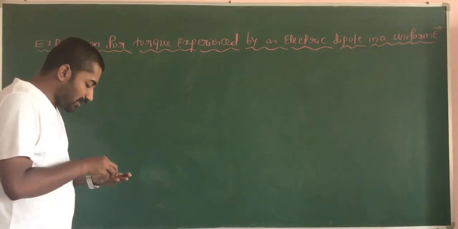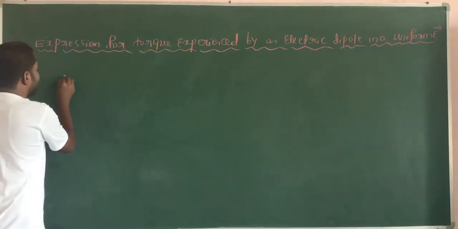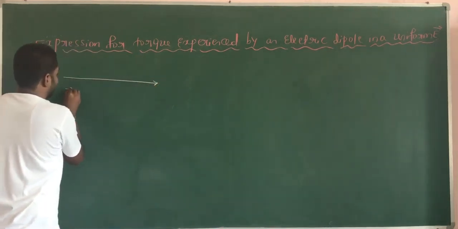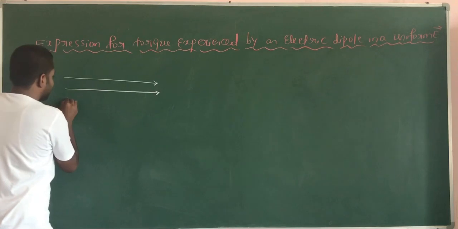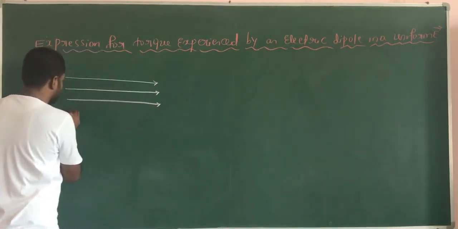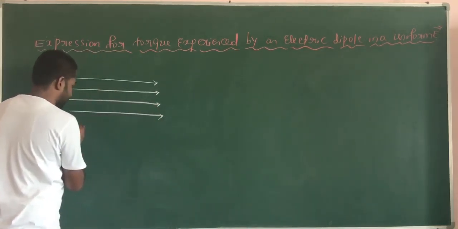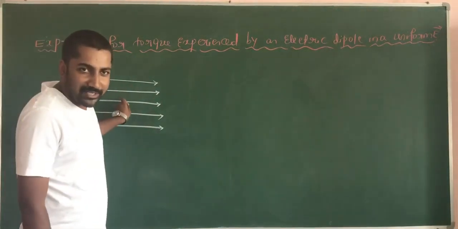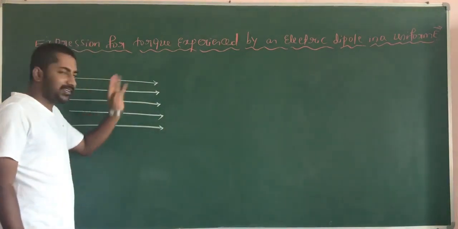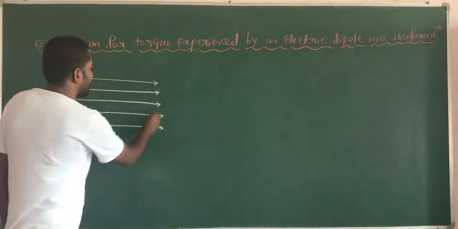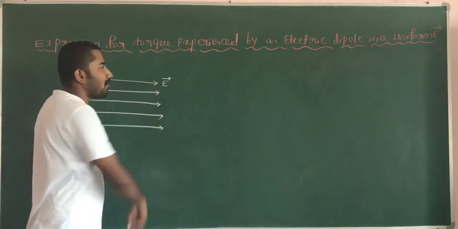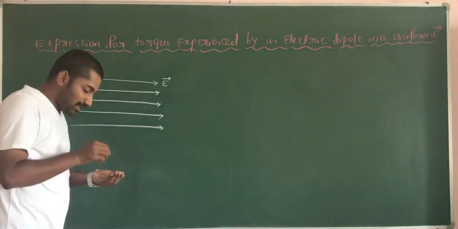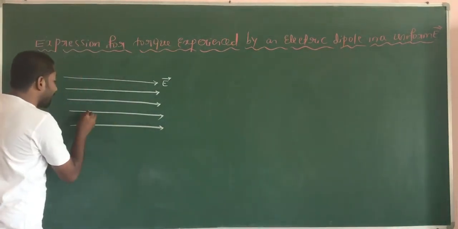Suppose I have considered the external electric field, the uniform electric field. This uniform electric field is produced by some other source. In this uniform electric field, suppose now I place an electric dipole.